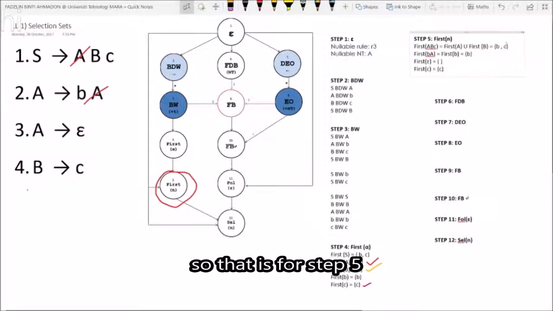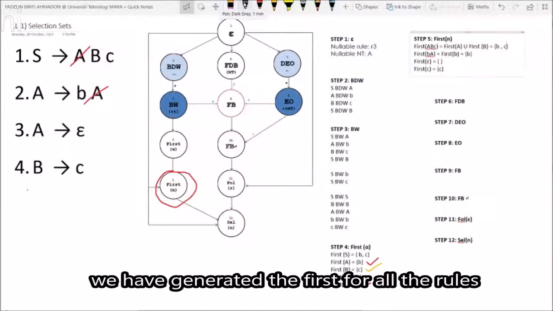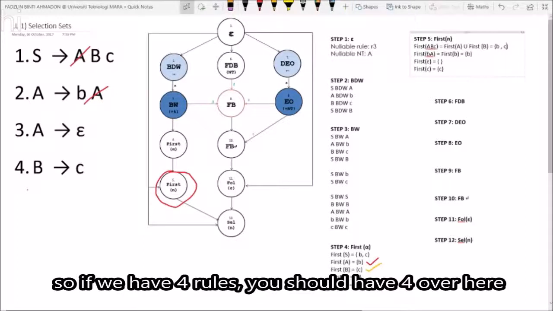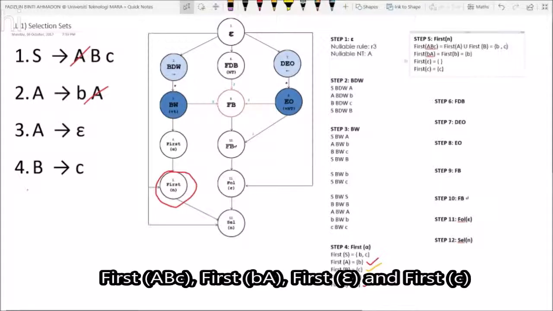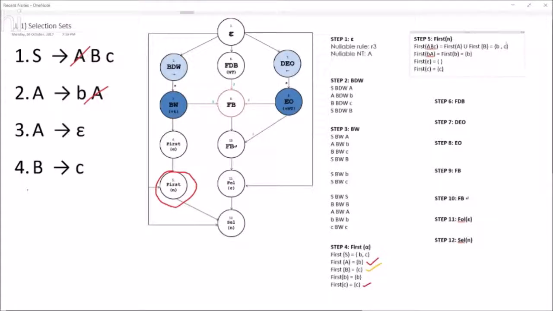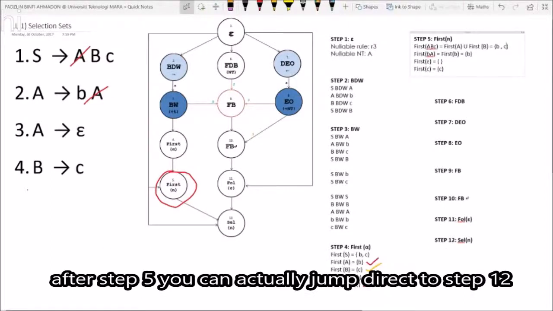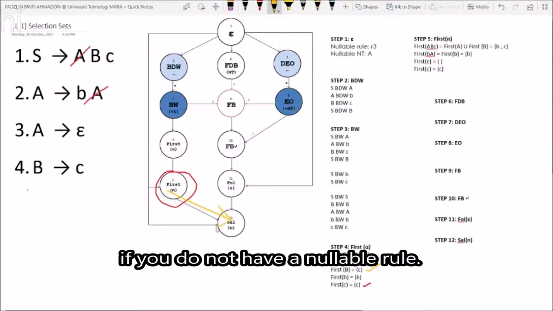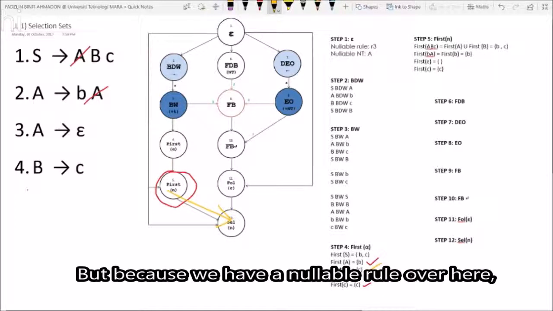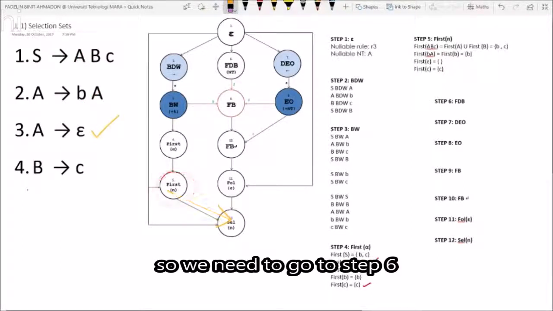Okay, so that is for step 5. We have generated the first for all the rows. So if we have 4 rows, you should have 4 over here: first ABC, first bA, first epsilon, and first C. Okay, if your grammar does not have a nullable rule, after step 5, you can actually jump directly to step 12. But because we have a nullable rule over here, we cannot do that. So we need to go to step 6.